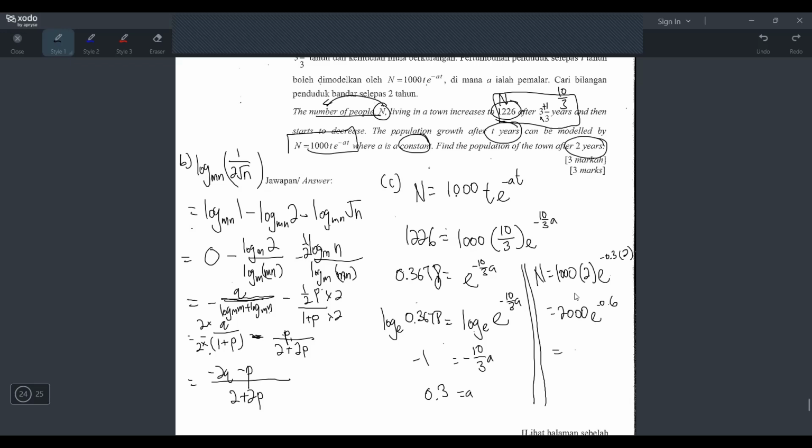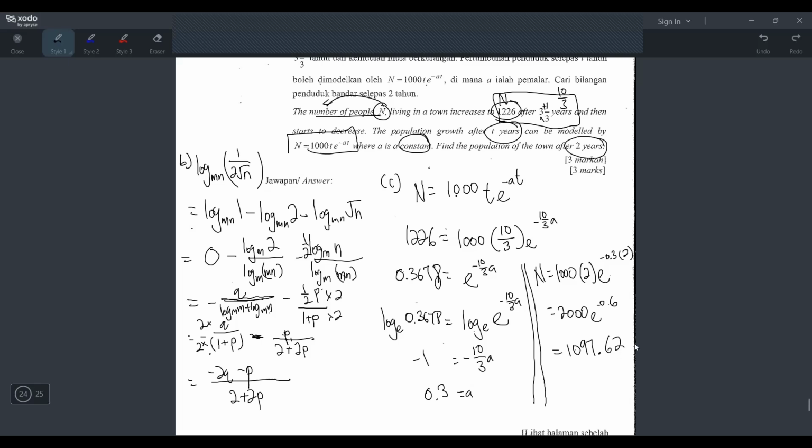And now we press all this in the calculator. I'll teach you how to press. You press 2000 first, and then press times and then shift ln. When you press shift ln, the calculator will give you the e symbol, but you still have to press the power. So you will press negative 0.6 for the power. And then equal, and it will give you the answer, 1097.62.